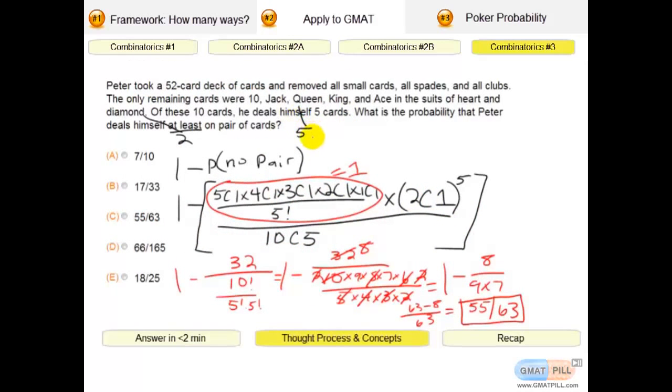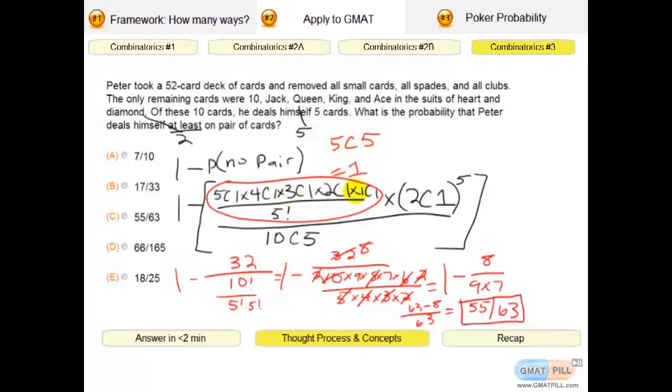So in terms of concepts, this is a poker question where you're left with only 5 number of face cards and 2 suit variations. In order to find the probability that he gets at least 1 pair of cards, you have to do 1 minus the probability that he gets no pairs. And he gets no pairs when he gets exactly 1 unique card from each of the 10, Jack, Queen, King, and Ace. And you could think of this as all this stuff, or you could think of it as simply out of the 5 cards, you're choosing each one uniquely 5 times. And so that's one possibility.